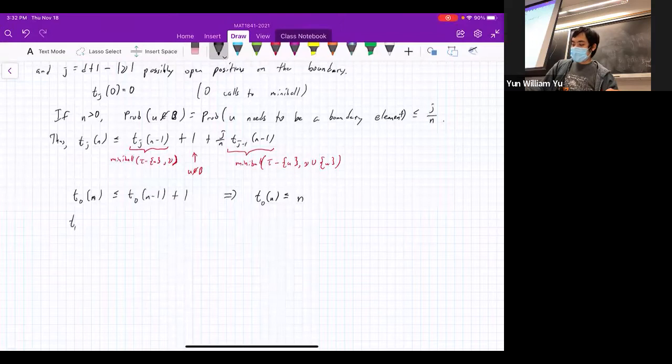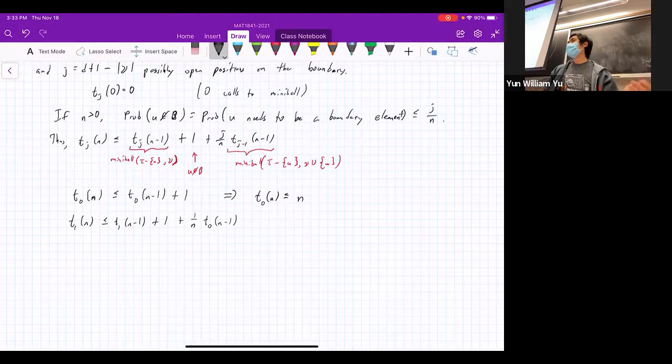What about t_1(n)? This is going to be less than or equal to t_1(n-1) plus 1 plus 1 over n times t_0(n-1). Well, we can plug in t_0(n), which is less than or equal to n. So this entire thing is less than or equal to t_1(n-1) plus 2, right? And so this implies that t_1(n) is less than or equal to 2n.